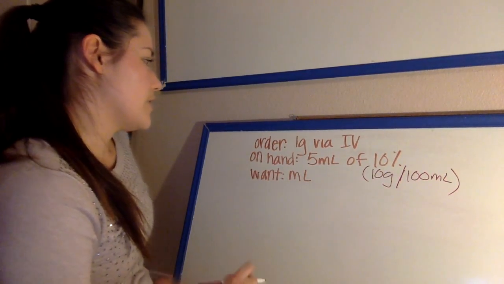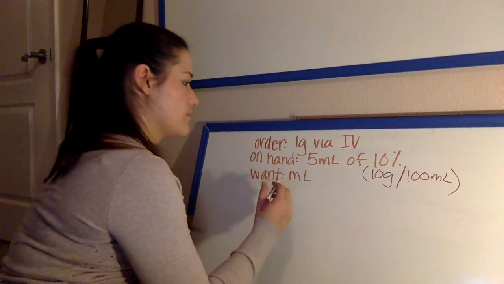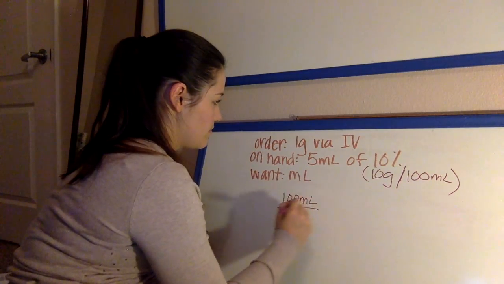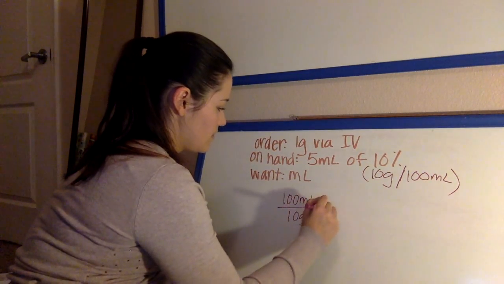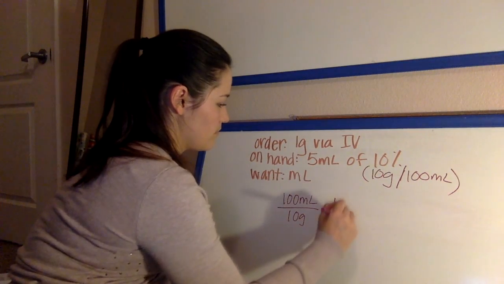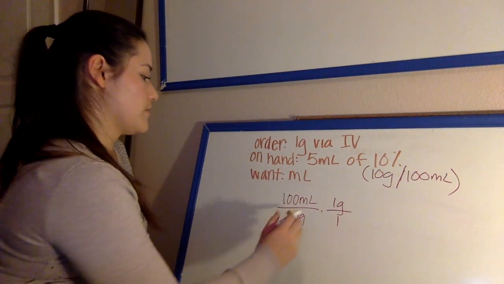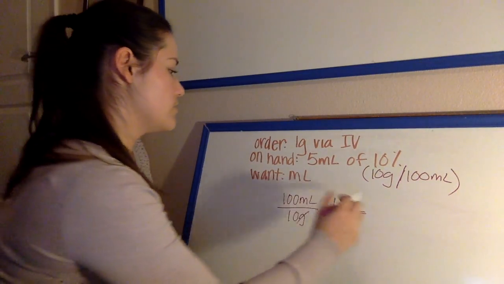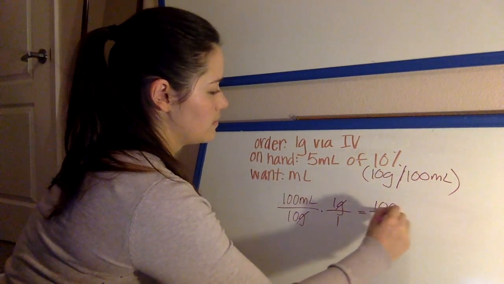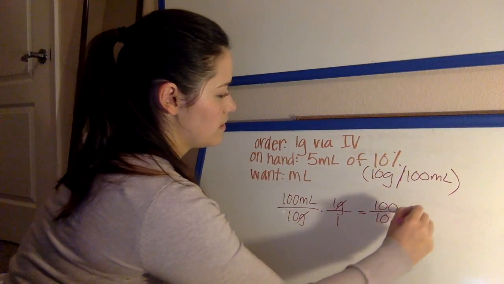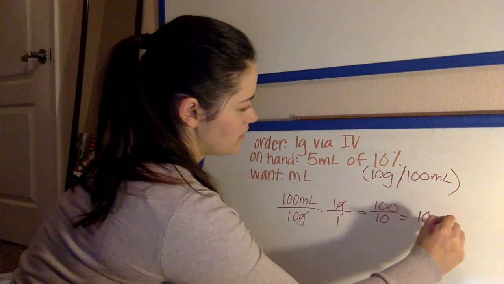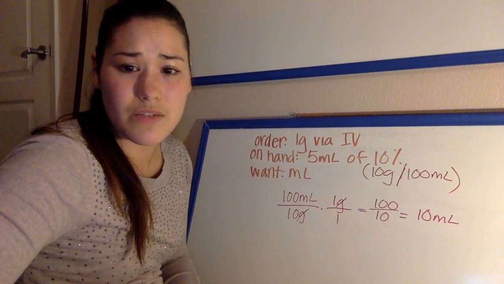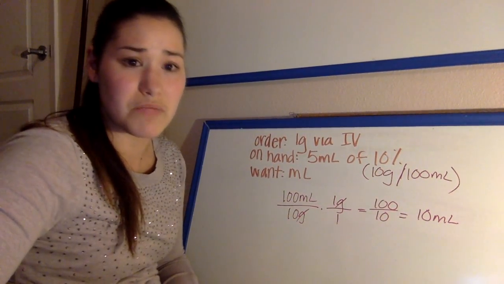So what are we going to start off with here? On hand, we have 100 milliliters, 10 grams. We have 1 gram per dose, per patient, whatever. So 100 divided by 10 is 10 milliliters. Really easy. That was an easy one. Really straightforward, really simple, right?